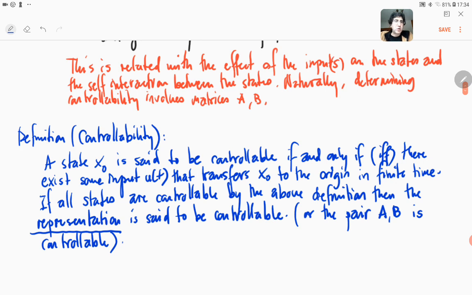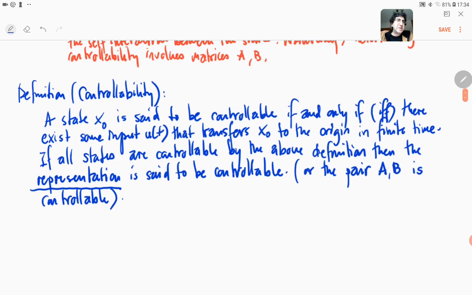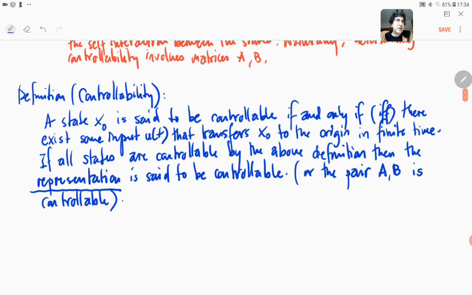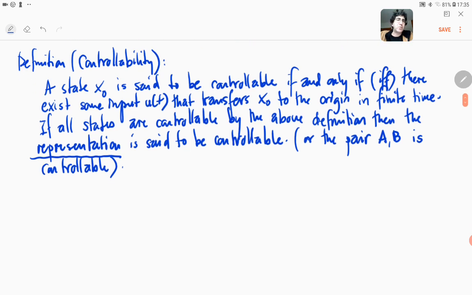Okay, so it is important to note here that we are not talking about a property of a system. We are talking about a property of a particular state space representation. Remember that for a given transfer function, we can have infinitely many different state space representations, and this definition means that some of those may be controllable, some of them might not be controllable.